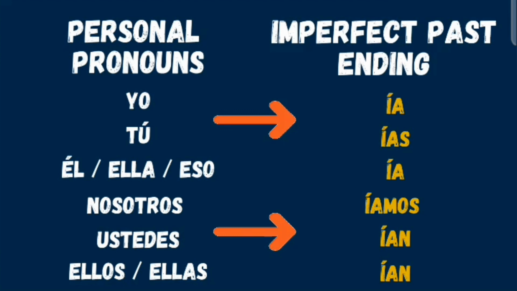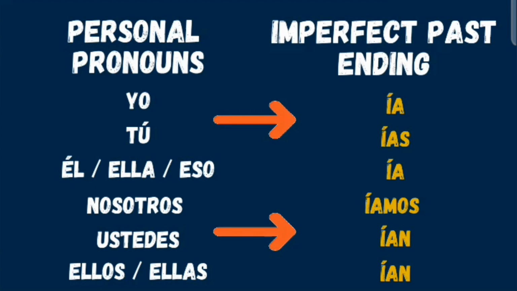Now, if you have the personal pronoun he, which is él in Spanish, or the personal pronoun she, which means ella, or it, which means eso, the third persons, then the ending of your verb has to be ía, same as in the personal pronoun I, yo. Ía with an accent on the letter I. That would be the ending.